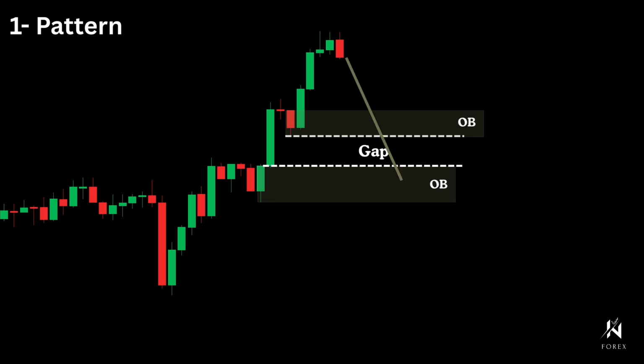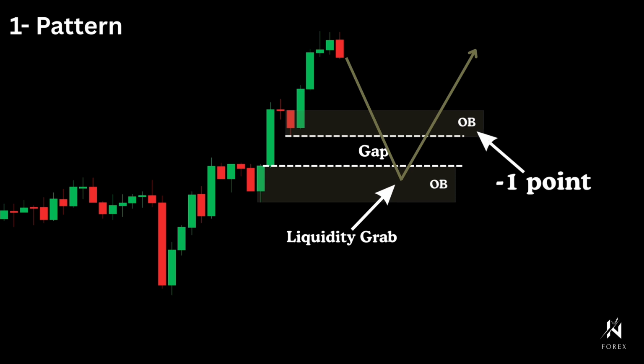This increases the likelihood that price will dip down to fill the gap, collect liquidity below the first order block, and then move upward after tapping into the second order block. So when this formation appears, with a gap and a valid order block right underneath the first, we assign a -1 point to the first order block for trade evaluation.